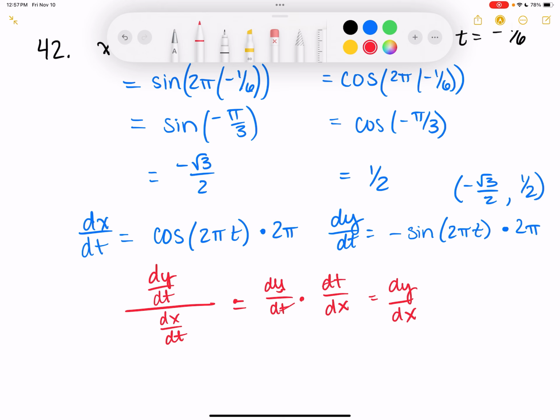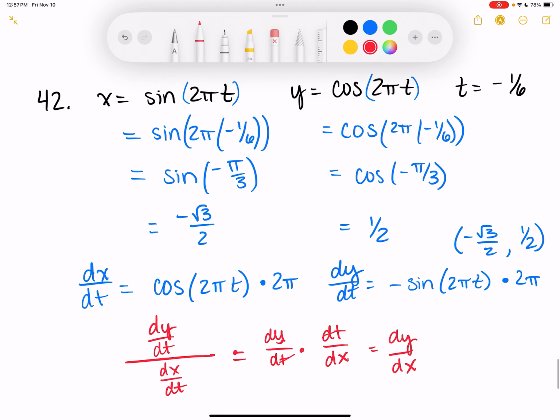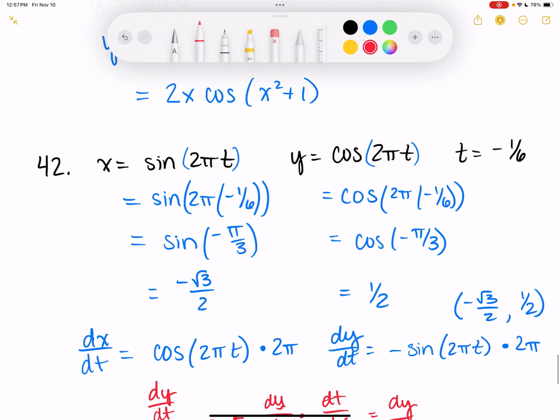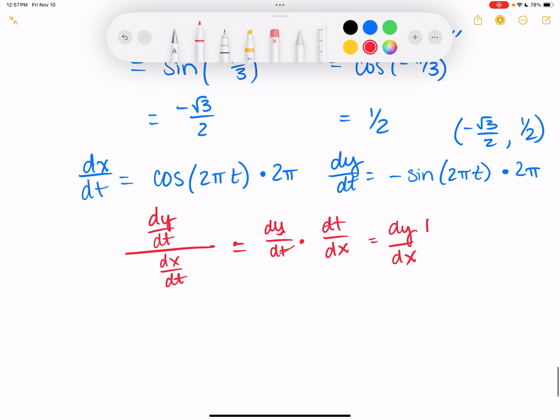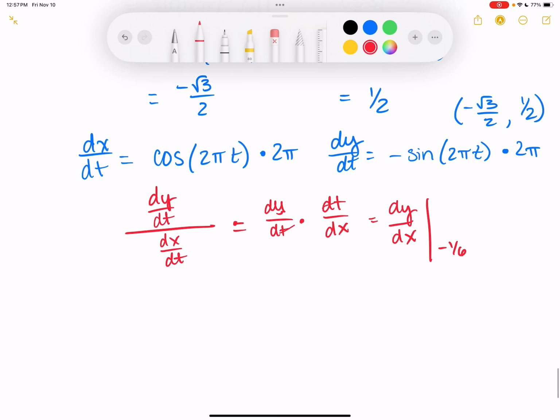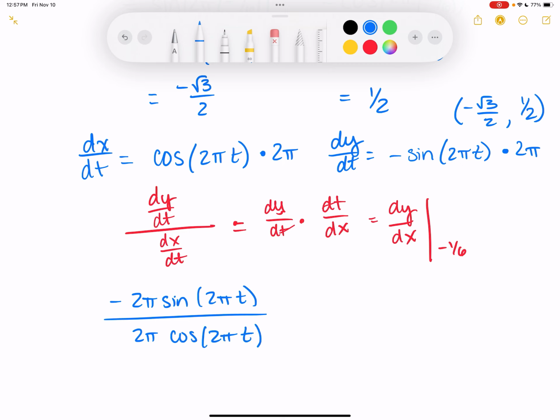So that's what I'm trying to get right now. Because then I can evaluate that at this t value that I was given originally, and I will get my slope. So dy/dx evaluated at negative 1/6 will give me my slope. Okay, so now we'll actually do that. So this is going to be negative 2 pi sine of 2 pi t over 2 pi cosine of 2 pi t. And so initially, what's the very first thing that I can do?